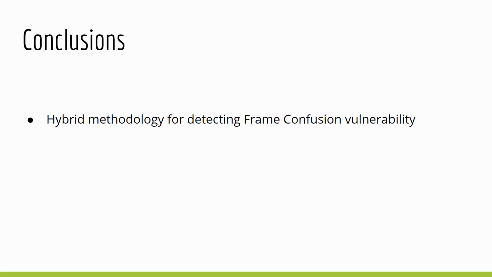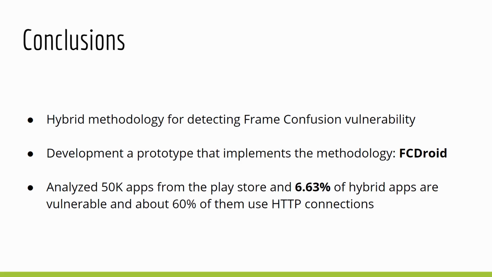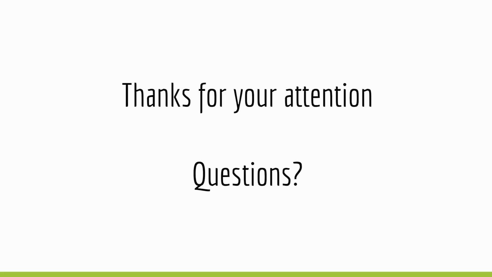So, we propose a hybrid methodology for detecting frame confusion, which is really a problem for hybrid applications. We developed a prototype that implements this methodology, FCDroid, and we analyzed 50,000 applications taken from the Google Play Store, and we found that 6.63% of them are vulnerable. So, if you want, you can try FCDroid. It's like a software service. You can upload an application, and after a couple of minutes, you get the result whether an application is vulnerable to frame confusion or not. Okay, thank you.